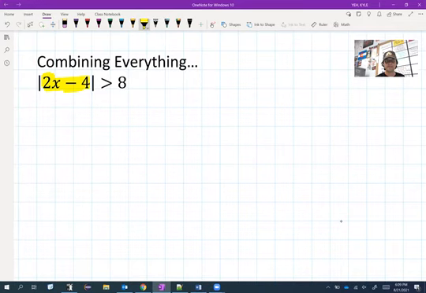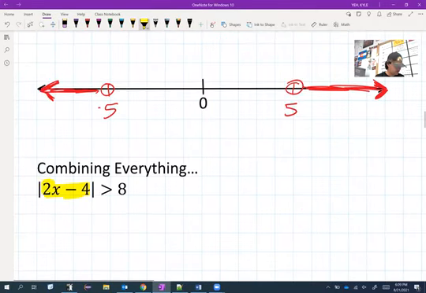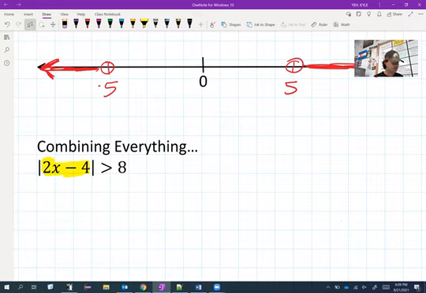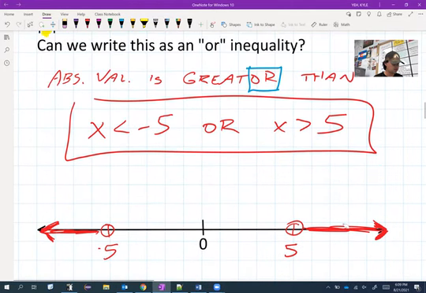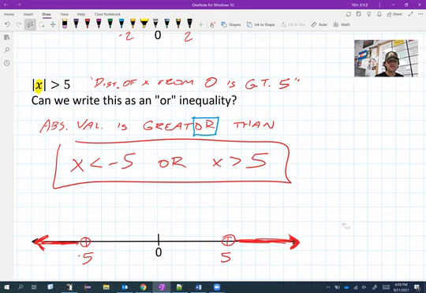But that's okay. Because if you look at this, first thing I hope you notice is, okay, absolute value, we have a greater than sign. So that means this is going to be some sort of an or inequality. And let's look at this example. When the absolute value of x was greater than 5, it meant that we need to be more than 5 units away from 0. So whatever was inside those absolute value bars, x had to be less than -5 or greater than 5.